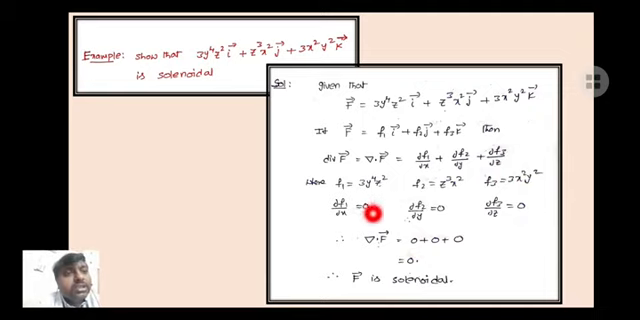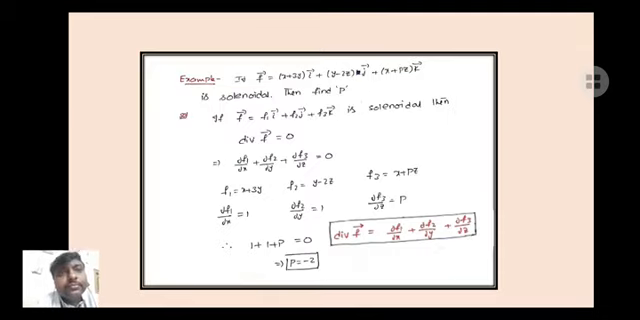Now replacing the partial derivatives in the definition of div f bar: div f bar is equal to dou f1 by dou x, which is 0, plus dou f2 by dou y, which is 0, plus dou f3 by dou z, which is 0. Finally it is 0. So whenever div f bar is 0, such a vector point function is called solenoidal.